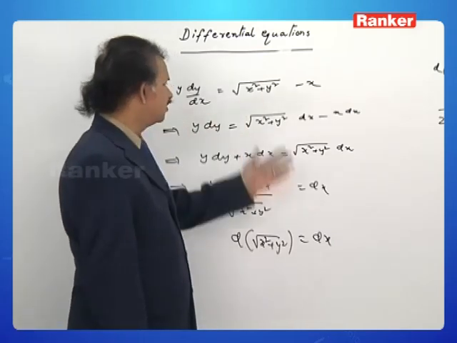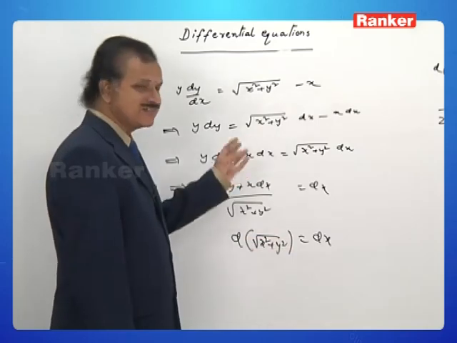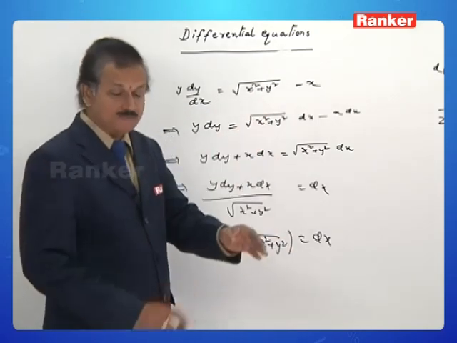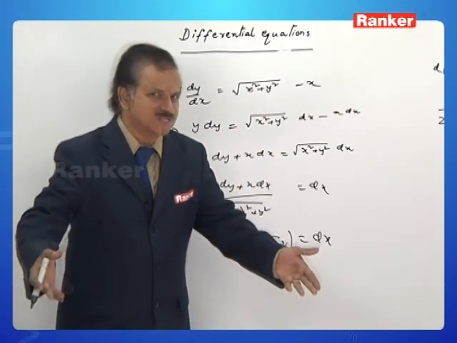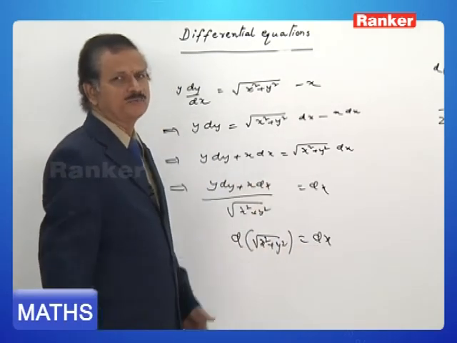dy/dx = (√(x² + y²) − x)/y, and converting that into a homogeneous form, which is the next form we are going to tackle, and taking y = vx. There is a lengthier process.